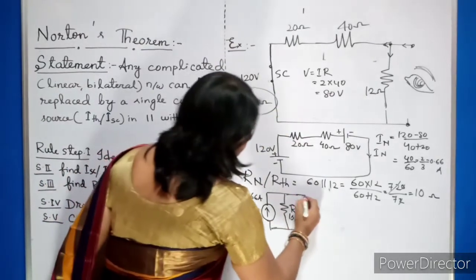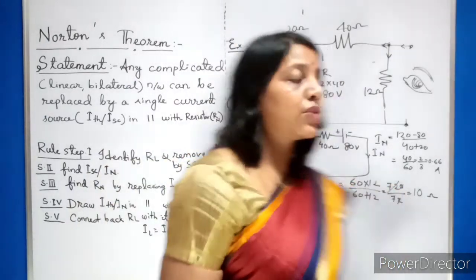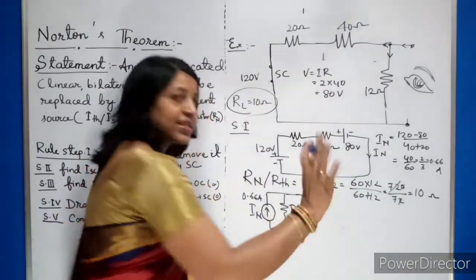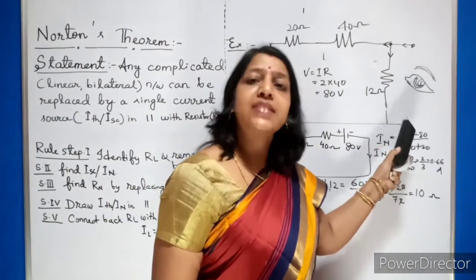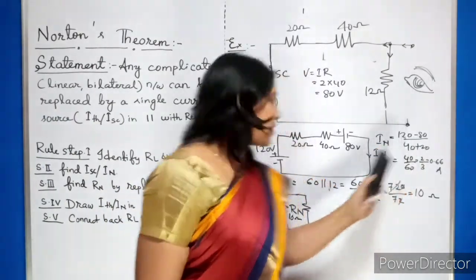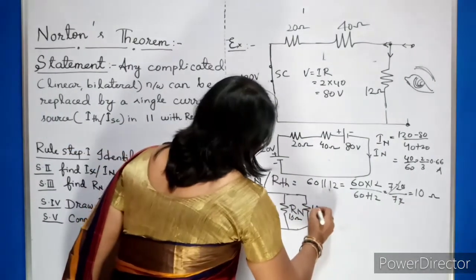So connect it back. Sometimes they ask only to find the Norton's equivalent circuit. In such a case you just replace it here, that's all. If they are asking to find the load current across a particular branch, in such a case you need to connect it back and find it out. Now this is your load. How much is it? 10 ohms.